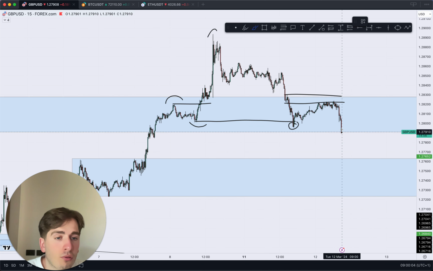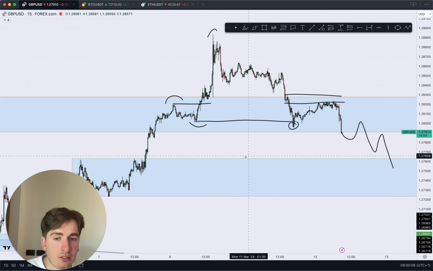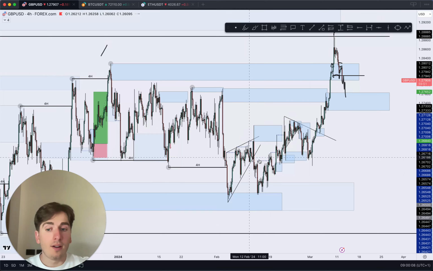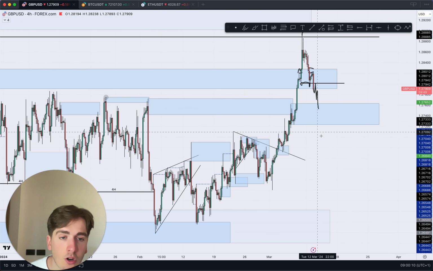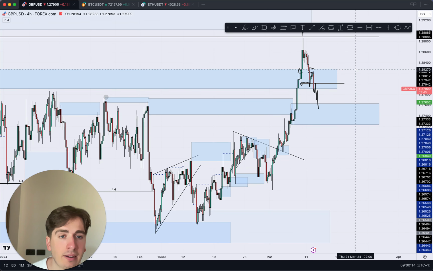So just trade the overall order flow and continue the shorts in towards that area of 4-hour demand. First of all, depending on how we react over here, we could just continue down lower, but this is definitely my next target for pound dollar.